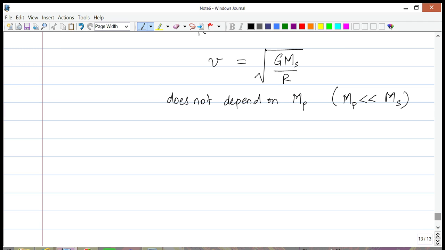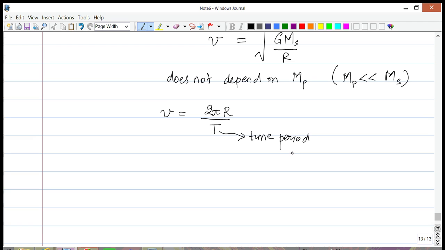In order to do this, we'll do a very simple calculation using the basic relation that if something is moving in a circle uniformly, then the speed v is equal to the circumference of the circle, which happens to be 2 pi r, divided by T, where T is the time period. So this is a very simple relation, the circumference divided by the time period. Now this is equal to the square root of G M_s over r.